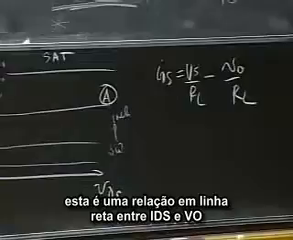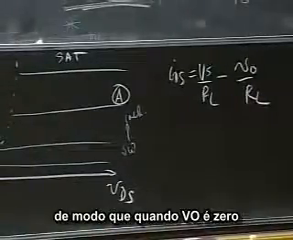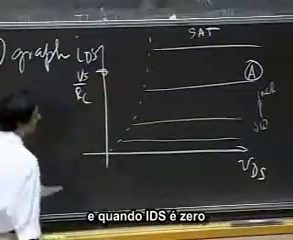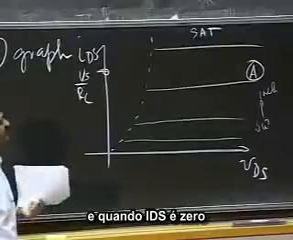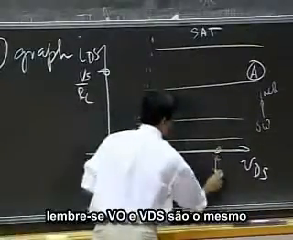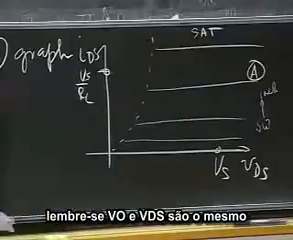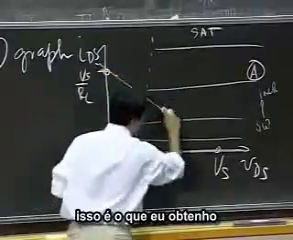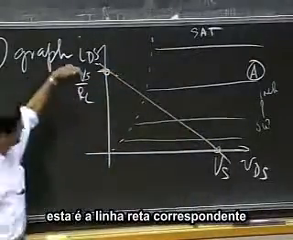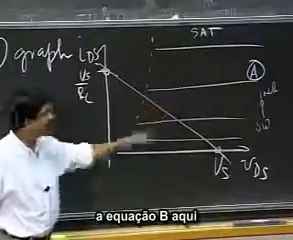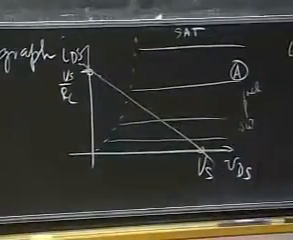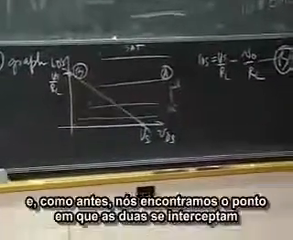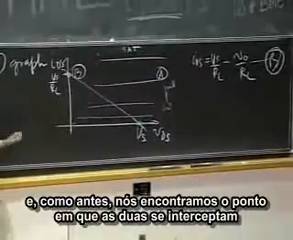So that is a straight line relationship between IDS and V0. And so when V0 is 0, IDS is Vs divided by RL. And when IDS is 0, V0 equals Vs. Now, remember, V0 and VDS are the same. So this is what I get. So this is the straight line corresponding to equation B here. And, as before, we just find the point where the two intersect.